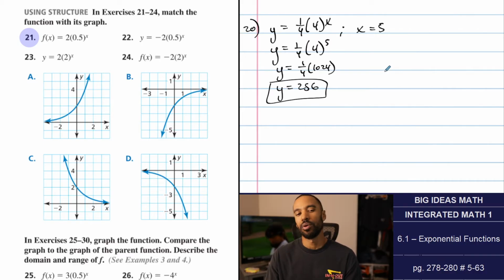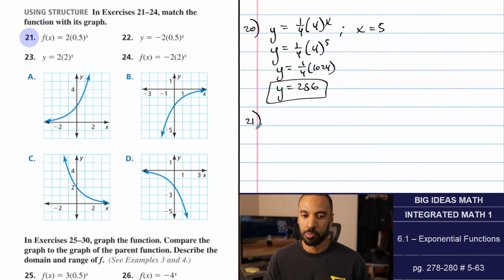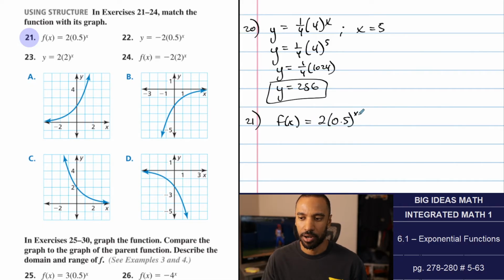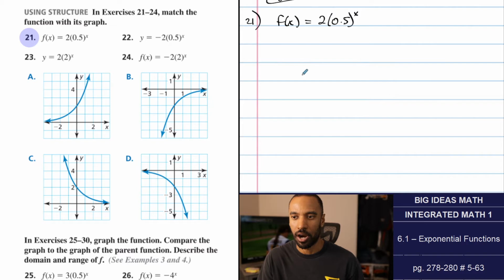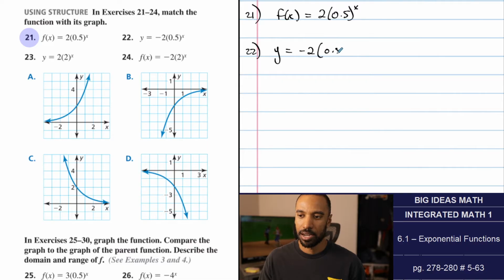Okay, and exercises 21 to 24 match the function with its graph. So we're almost in the graphing stages, but they want to build up just a little bit more over time. We have f of x equals 2 times 0.5 to the x power. Now, I want to state as much as I will regarding how I'm going to do the graphs, but more so how we can determine which one's which. Because when we look at all these, I'm going to write them all out right now. Number 22, y equals. What we have in the first one is a positive, what's going to be our y-intercept, but a positive function. And the 0.5 is a number that's between 0 and 1.